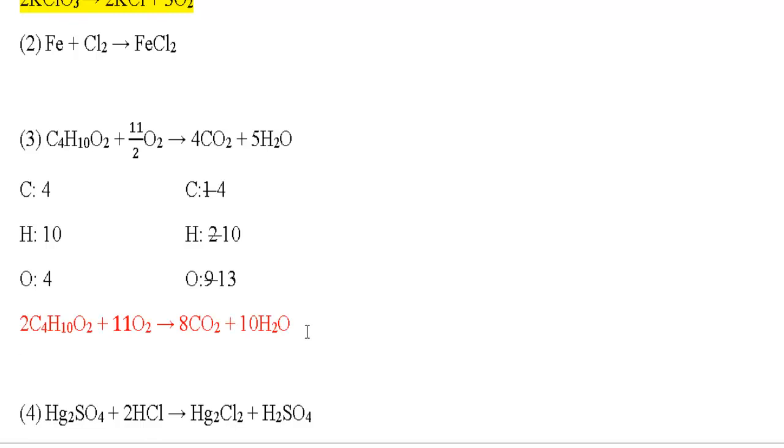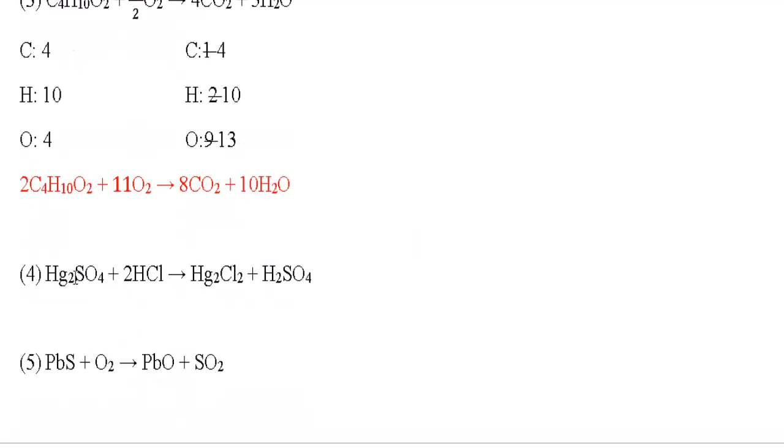You can always double check your work, right? So 8 carbons, 2 times 10 is going to be 20 hydrogens. 10 times 2 is going to be 20 hydrogens. 4 oxygens plus 22 oxygens is going to be 26. 16 oxygens plus 10 oxygens is going to be 26. So doing all the math, all of these are balanced.